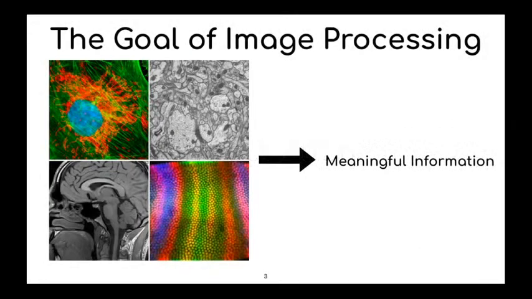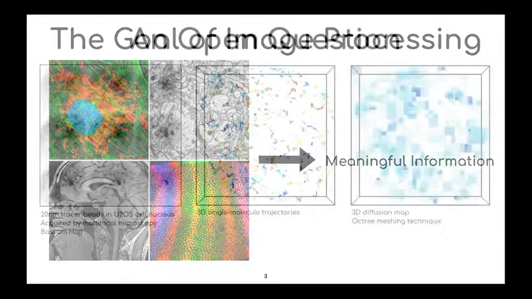To begin this presentation and to introduce the topic, I'm going to return to the basics of image processing. The goal of image processing is always to extract meaningful information. Of course, the methods that we can use to extract this information vary in complexity, and the images that we analyze also vary in complexity.